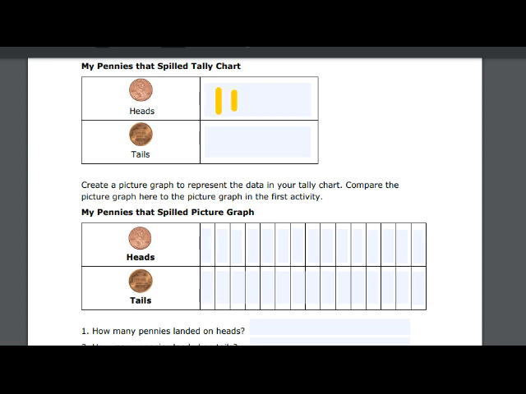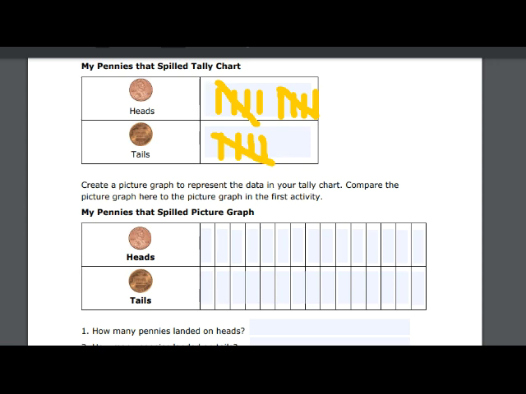1, 2, 3, 4, and then I do a slash for 5, 6, 7, 8, 9, and then I do a slash for 10. So if 10 of my pennies are on heads, that means 5 of my pennies were on tails because I had 15 total. So 1, 2, 3, 4, 5.